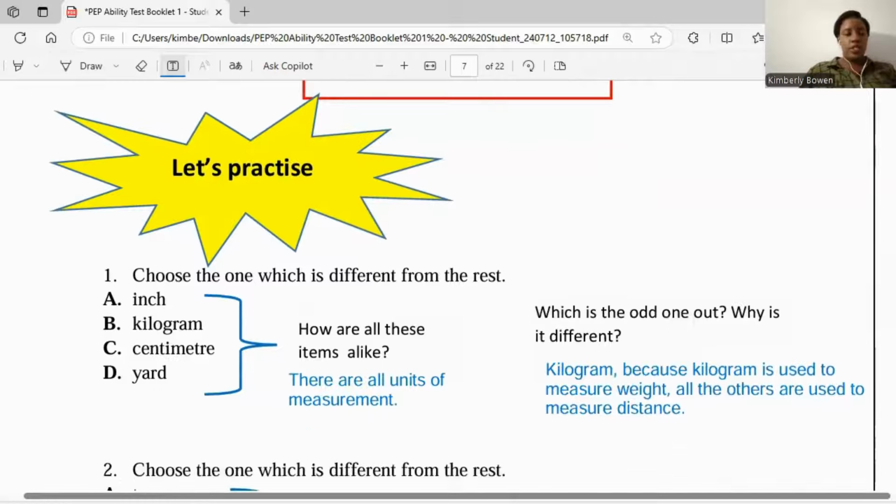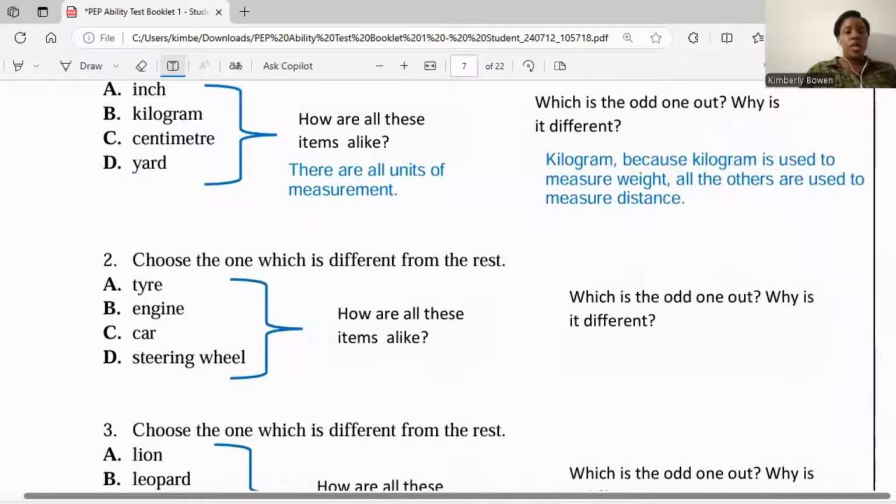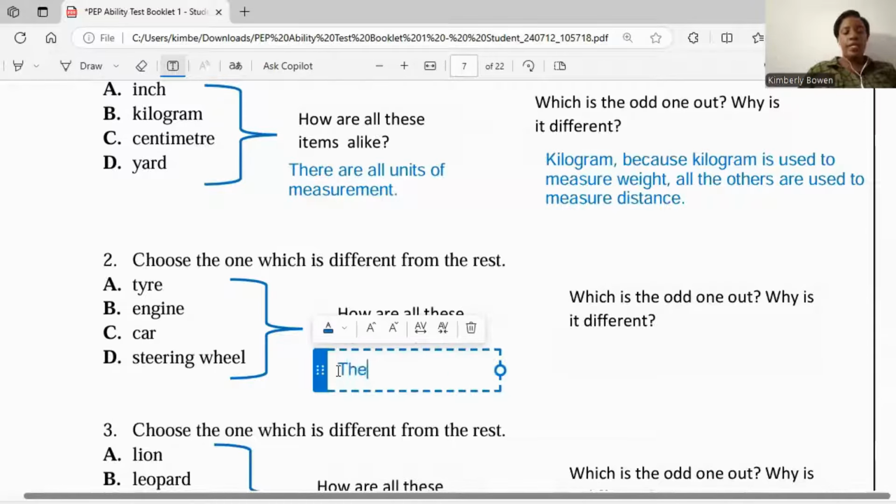Now let's look at the next question. Choose the one which is different from the rest. Tire, engine, car, steering wheel. Are all these items alike? They are all related to car.